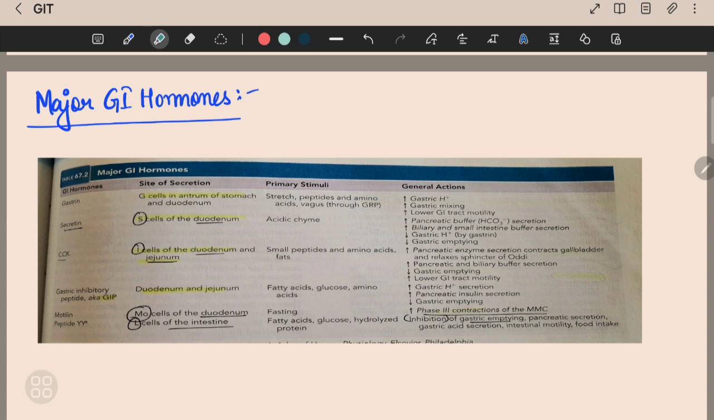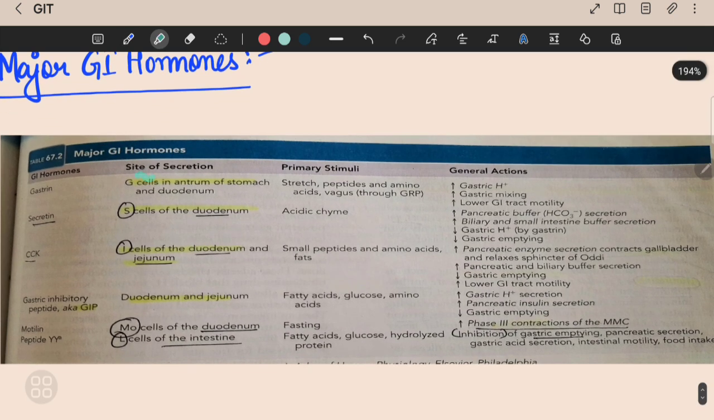Now talking about the major GI hormones, some of which we have discussed. First is gastrin from the G cells of the antrum of the stomach, which increases gastric acid content. Gastrin helps in HCl production, and HCl is required, so churning of food will happen inside the stomach. So food remains in the stomach for a longer duration and is churned properly by HCl.